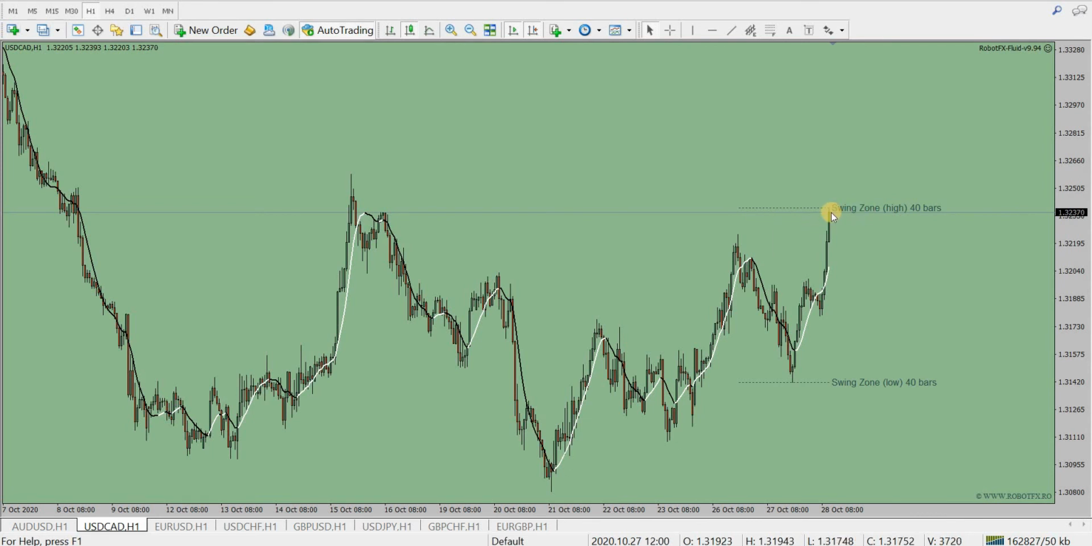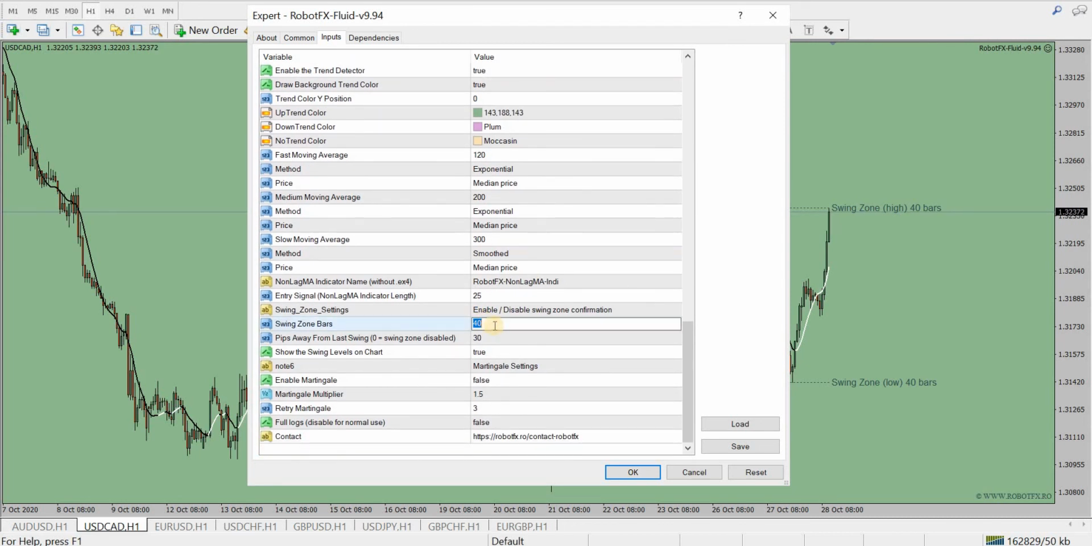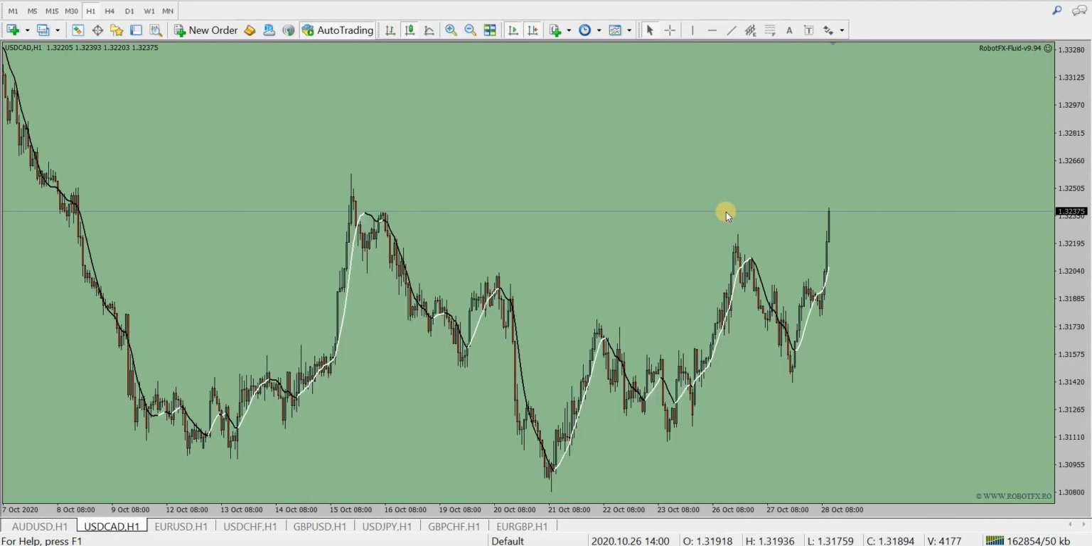You know what we can also do? We can also increase, in any case, the swing zone bars. I usually set it to 48, like 48 hours, 2 days. I give the trend basically 2 days to change direction. So something like that. I hope I'm making myself understood. So these are the settings. These are the trend settings and the signal settings. This is it. This is all you have to do.